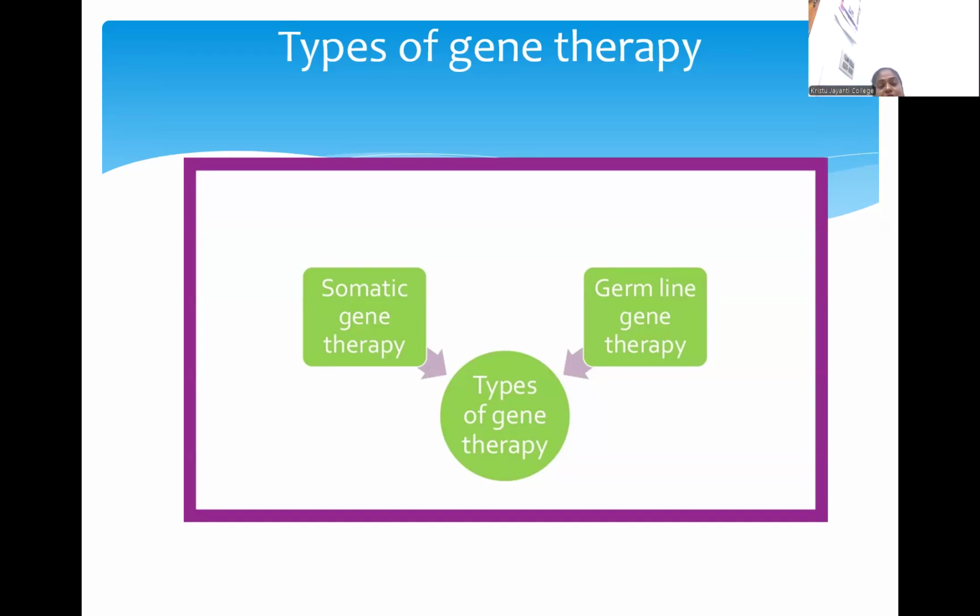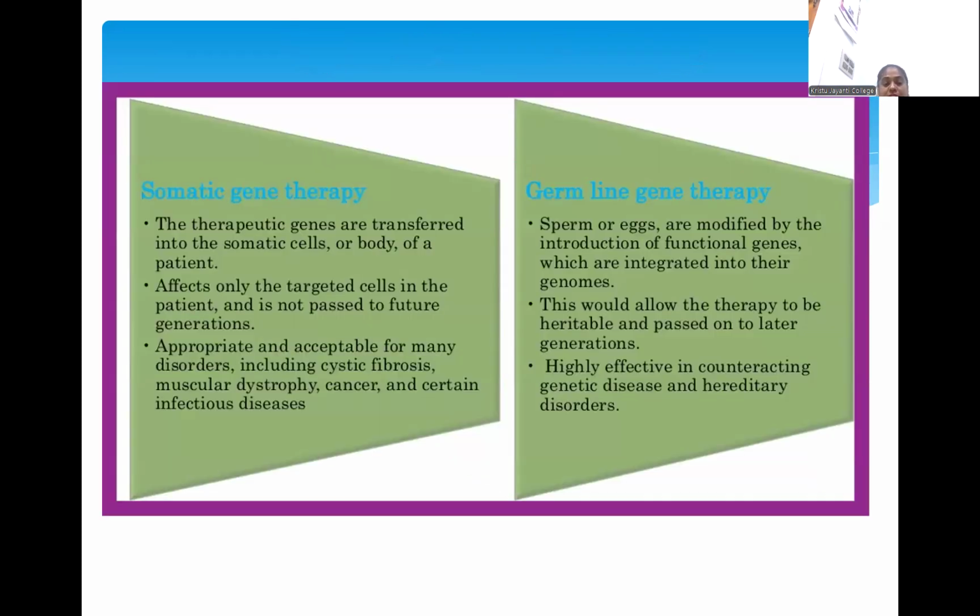But before that, let us speak of the types of gene therapy depending upon where it is performed, or in which cell it is performed. Thereby we have two types of gene therapy: somatic gene therapy and germline therapy. Now, the major difference lies like this. In somatic gene therapy, the genes are transferred to the somatic cells. They affect only the targeted cells in the patient and are not passed on to future generations. It is appropriate and acceptable for many disorders, and is being implemented for diseases such as cystic fibrosis, muscular dystrophy, cancer, and certain infectious diseases.